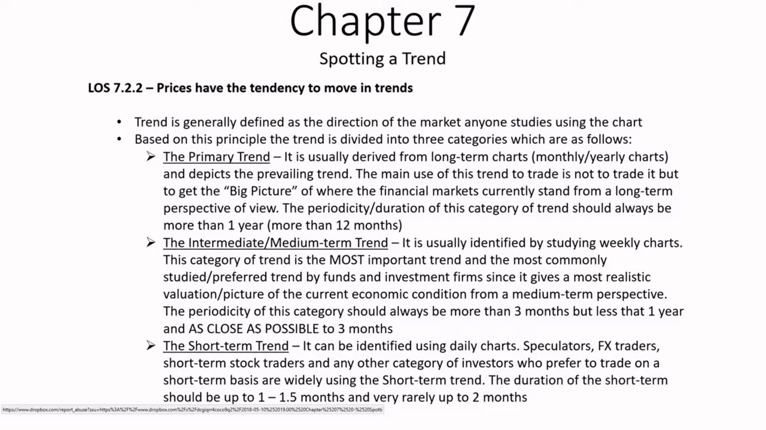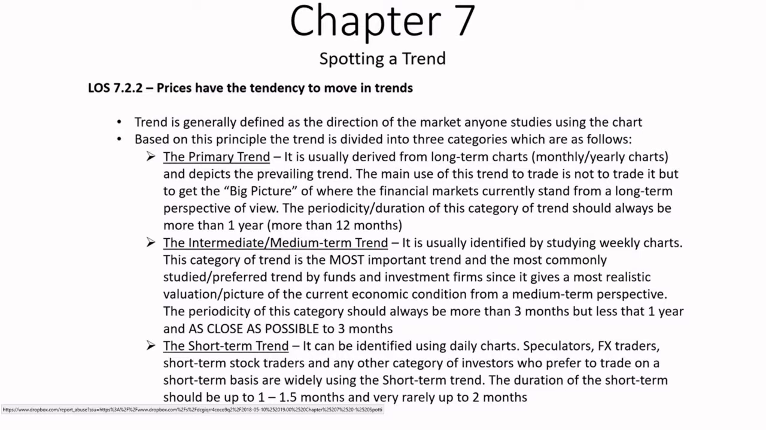The definition says up to 1 to 1.5 months. Can the short-term trend be of duration of 15 days? The answer is yes, because the definition says up to. Can it be 10 days? The answer is yes, because the definition says up to 1 to 1.5 months.